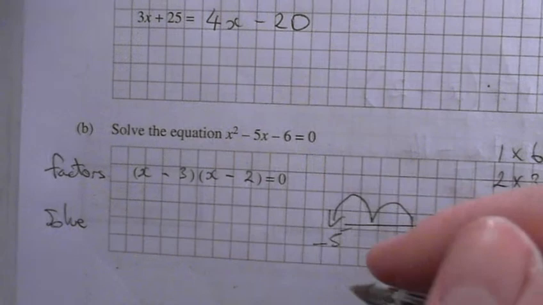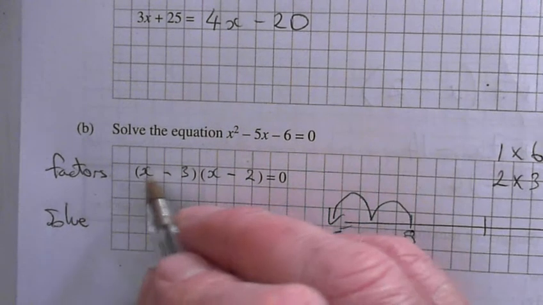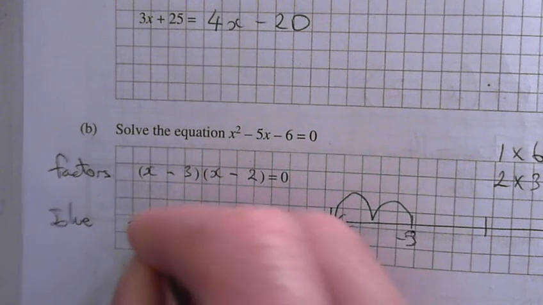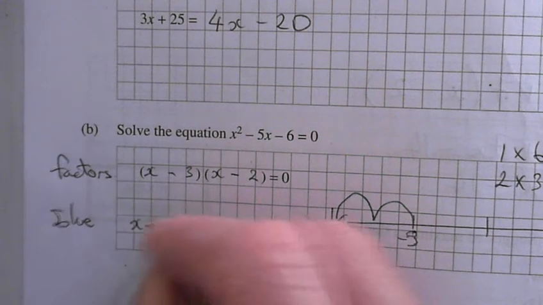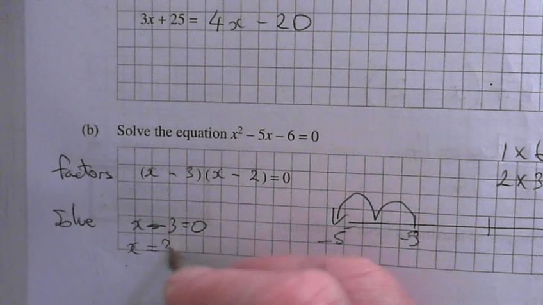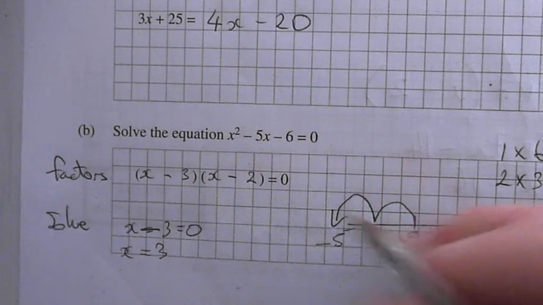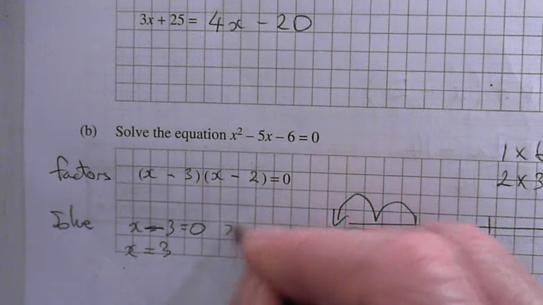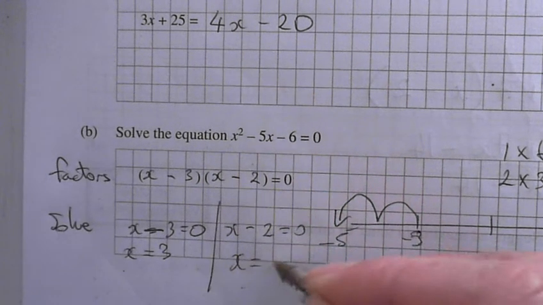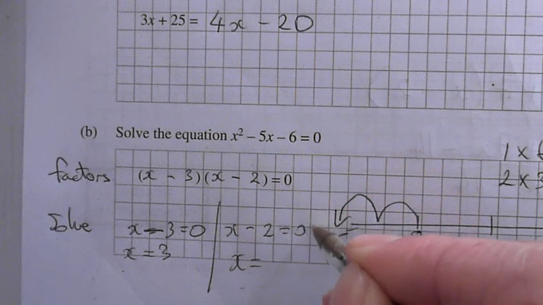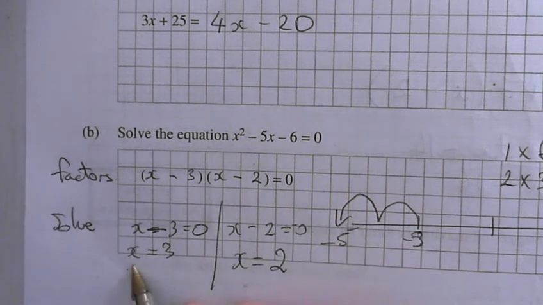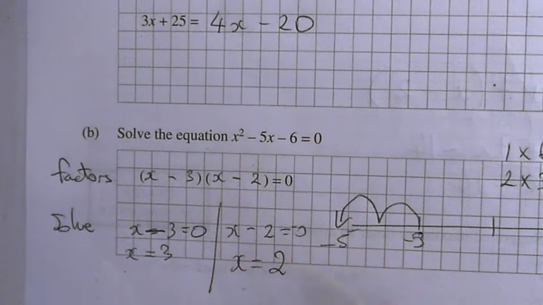I need to solve. Solve means finish it, another step. So we have x minus 3 is equal to 0. Move the minus 3 across. X is equal to 3. And then up here we have x minus 2 is equal to 0. Move the minus 2 across. Plus 2. X is equal to 2. So the two answers are x equals 3 and x equals 2.